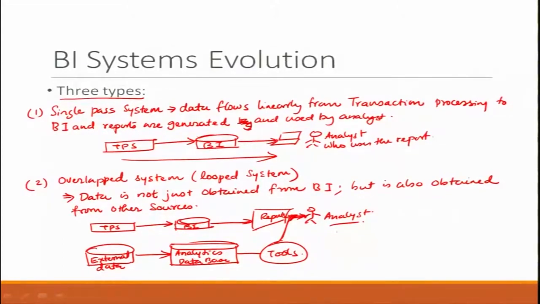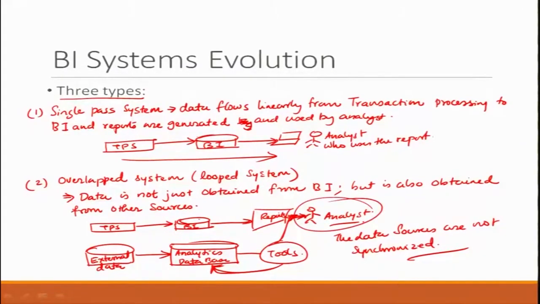But here the biggest disadvantage of the system is, you can also think about somewhere during the tools you can probably modify the analytics database also, but the data sources are not synchronized. So you are still analyzing the BI and the analytics independently, and the analyst is the one who is taking a look into this. It is kind of an overlapped system, but the overlapping is to a large extent the decision of the analyst. The third system is what we call the closed loop system.